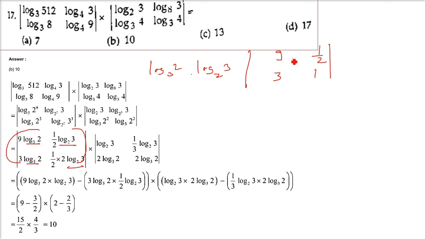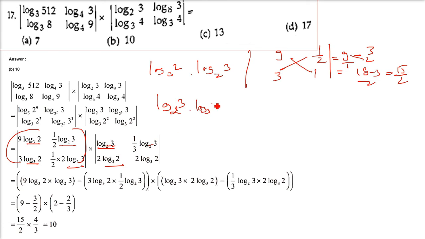From the second determinant, first let us do this one. 9 minus 3 by 2 is 18 minus 3 by 2, which is 15 by 2. Now here, you can take log 3, 2 and log 2, 3 common. This also says log 3 by log 2 and log 2 by log 3; if you take a common base, it can get cancelled. So 1 by 3, 2 will come. So 2 minus 2 by 3, which is 6 minus 2 by 3, so it is 4 by 3.